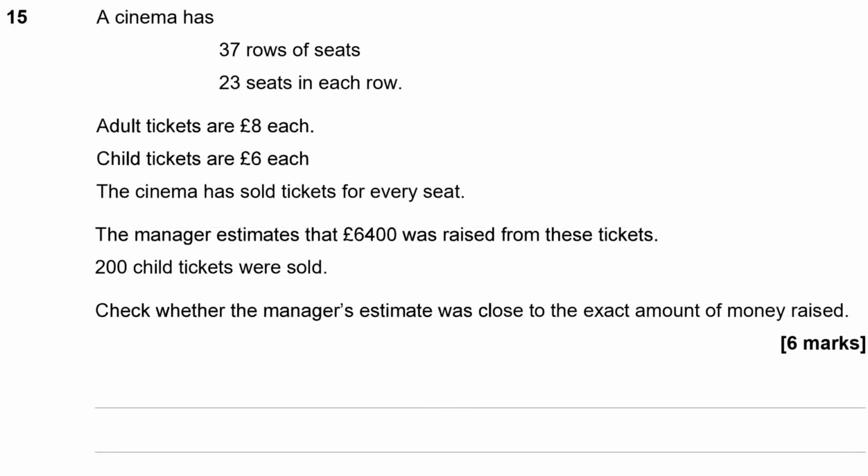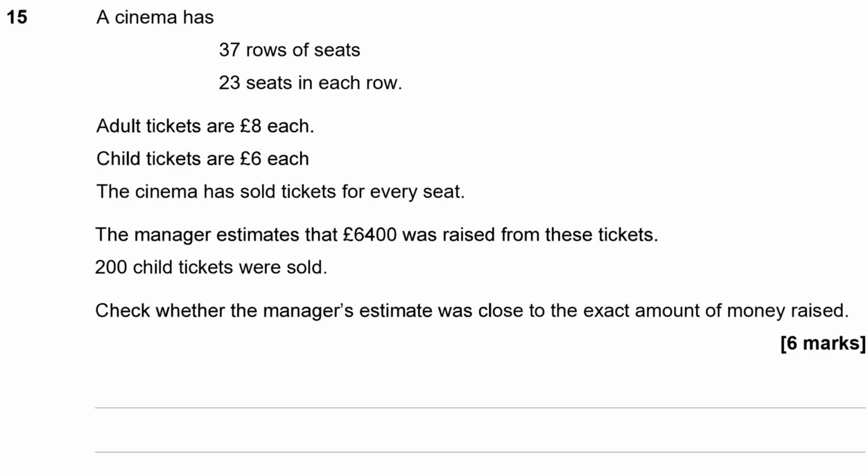Question 15. A cinema has 37 rows of seats, 23 seats in each row. Adult tickets are £8 each, child tickets are £6 each. The cinema has sold tickets for every seat. The manager estimates that £6,400 was raised from these tickets. 200 child tickets were sold. Check whether the manager's estimate was close to the exact amount of money raised.